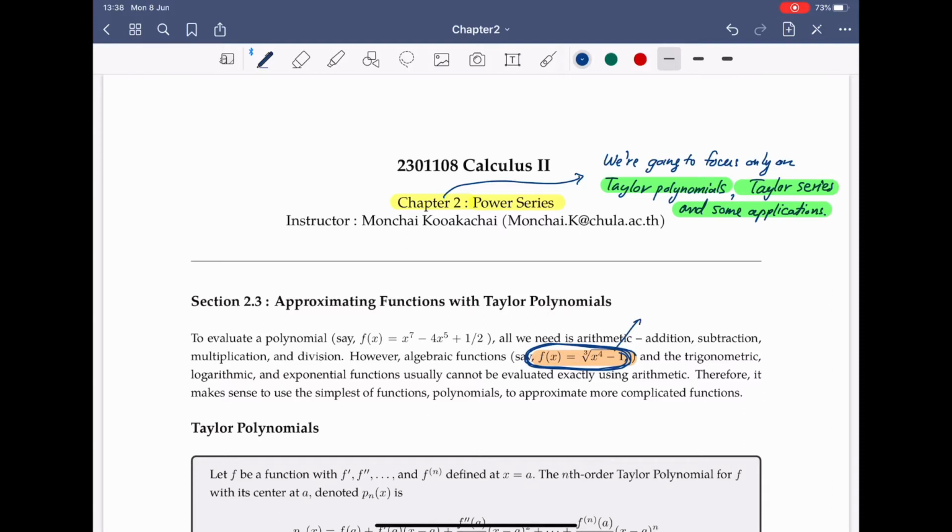So for example, if I say I want f of 2, it means I need the cube root of 16 minus 1, right? Which is the cube root of 15. So without a calculator, you cannot compute this thing by hand, right? It just seems impossible to compute this thing by hand. So the thing that we use to approximate the value of the function is called Taylor polynomials. So let's jump to the definition of Taylor polynomials.